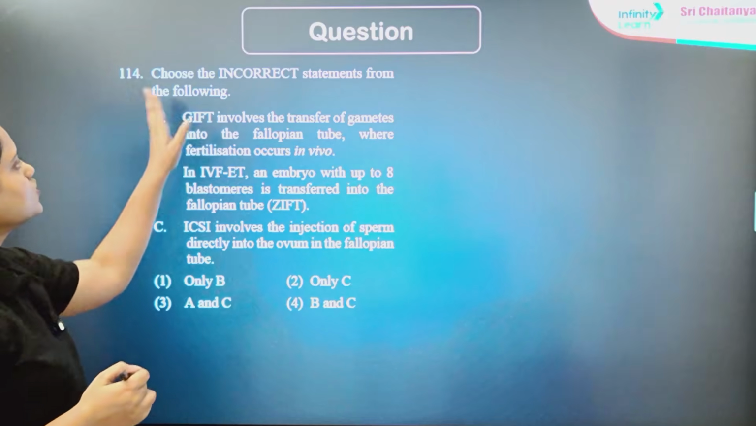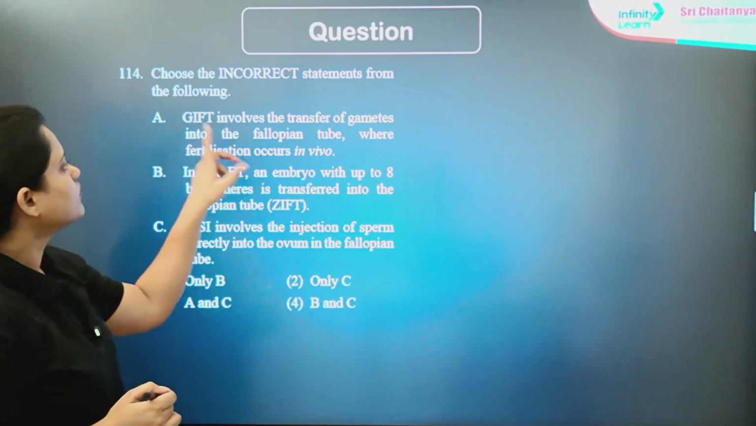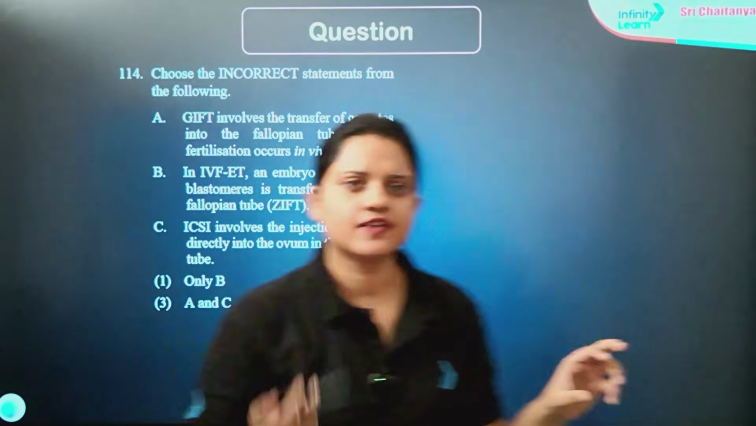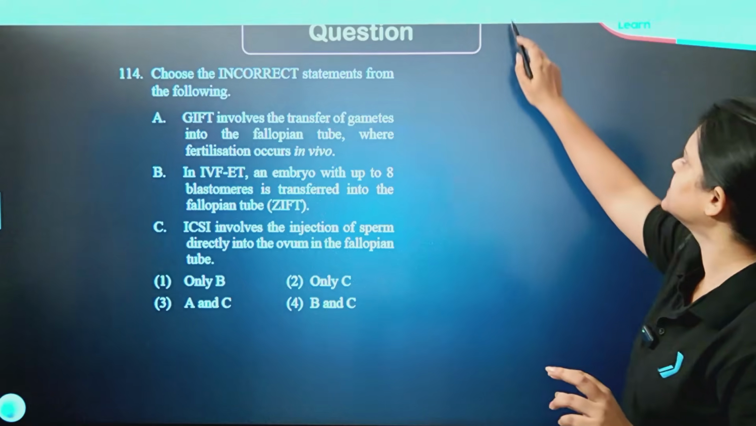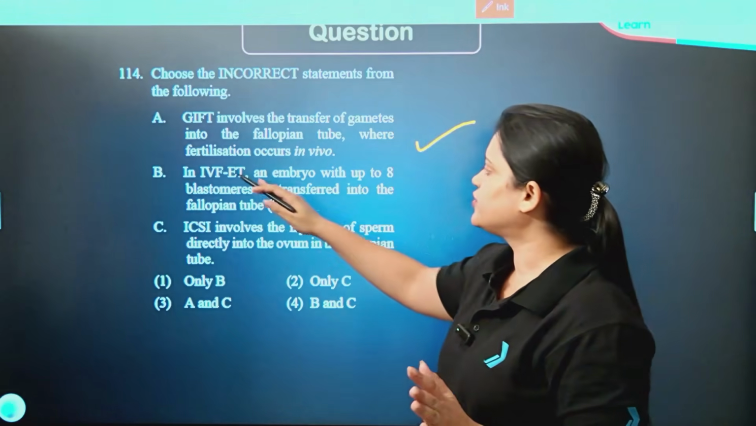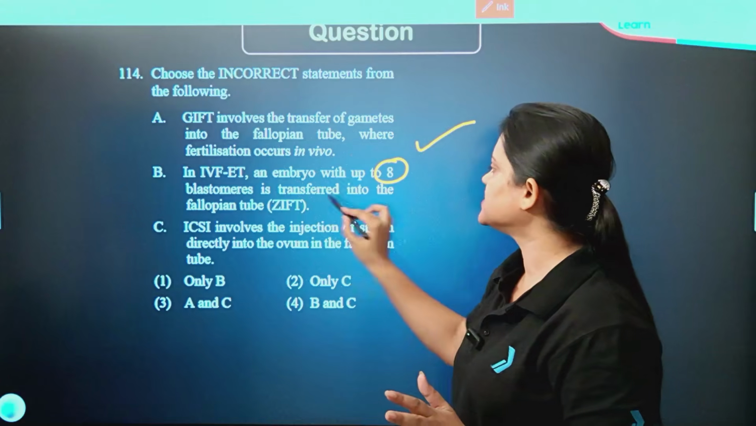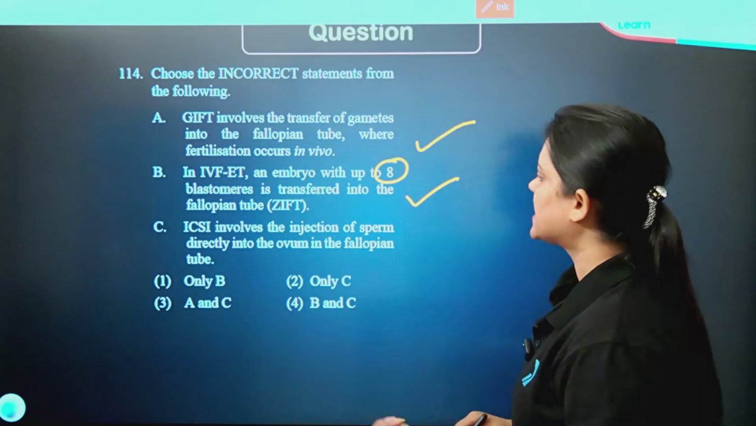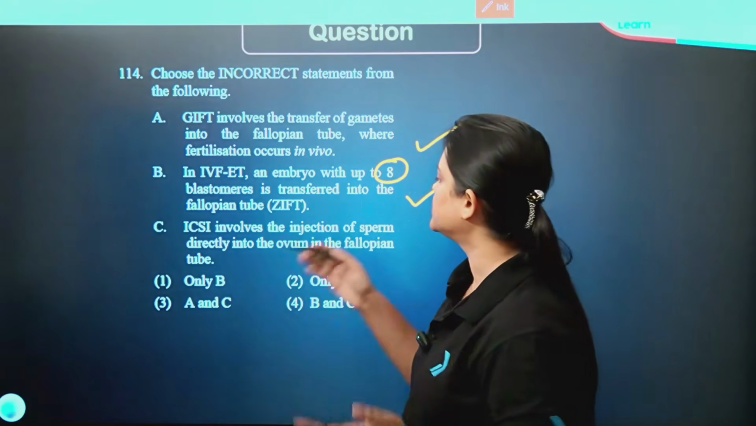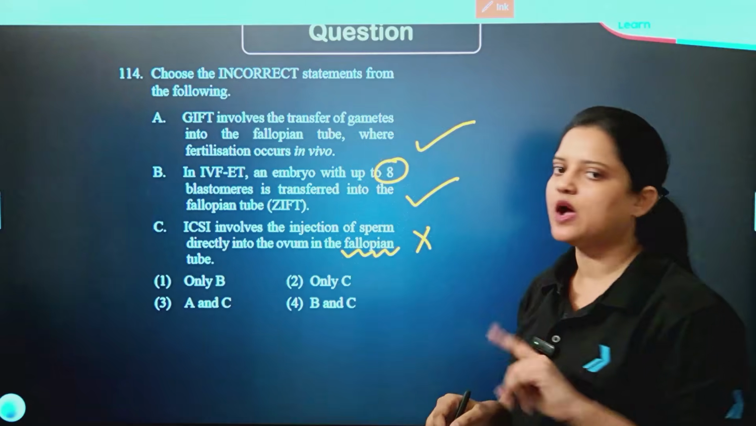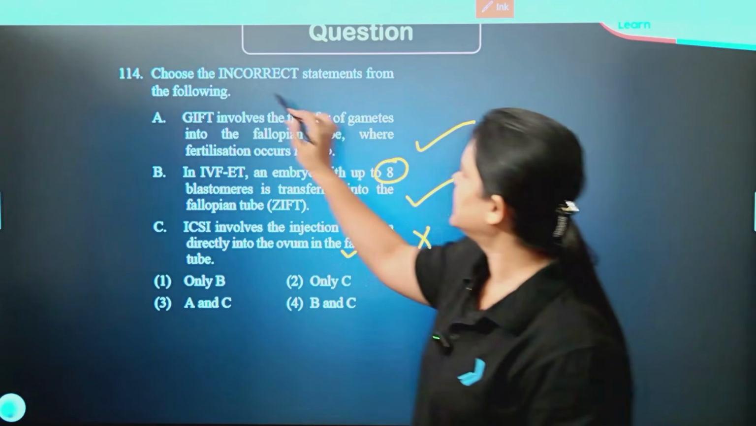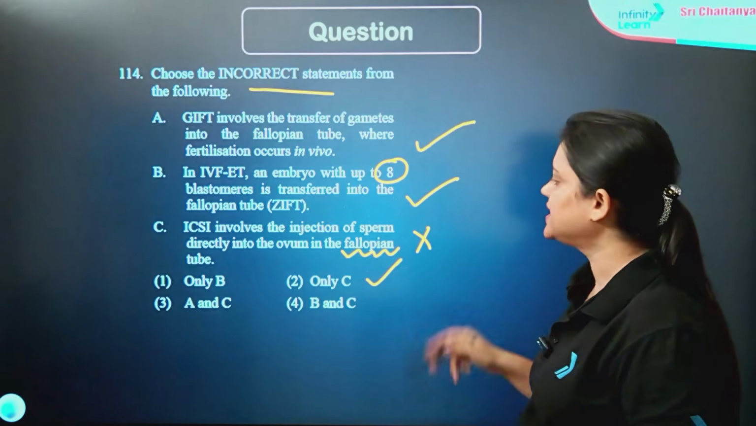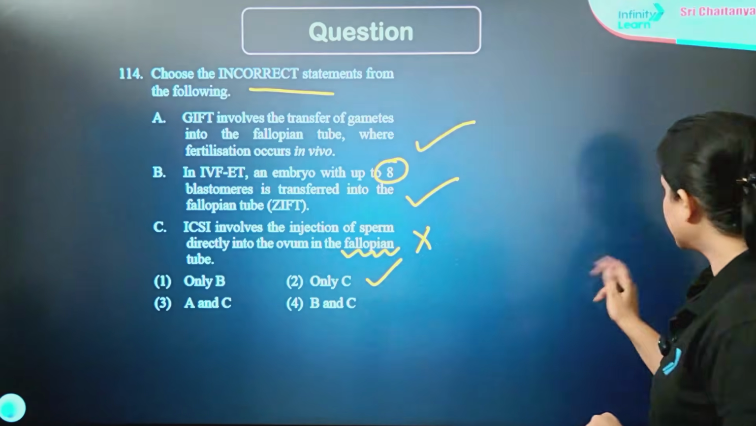The next question says choose the incorrect statement from the following. GIFT involves the transfer of gametes into the fallopian tube where fertilization occurs in vivo. Yes, in GIFT the fertilization is inside the fallopian tube, that is in vivo. In IVF embryo transfer, an embryo with up to 8 blastomeres is transferred into the fallopian tube, and we call it ZIFT. That is true. ICSI involves the injection of sperm directly into the ovum in the fallopian tube. No, this is done outside the body, in vitro. We want the incorrect statement and just one is incorrect. That means only C. The answer here should be 2. Let's move on to our next question.